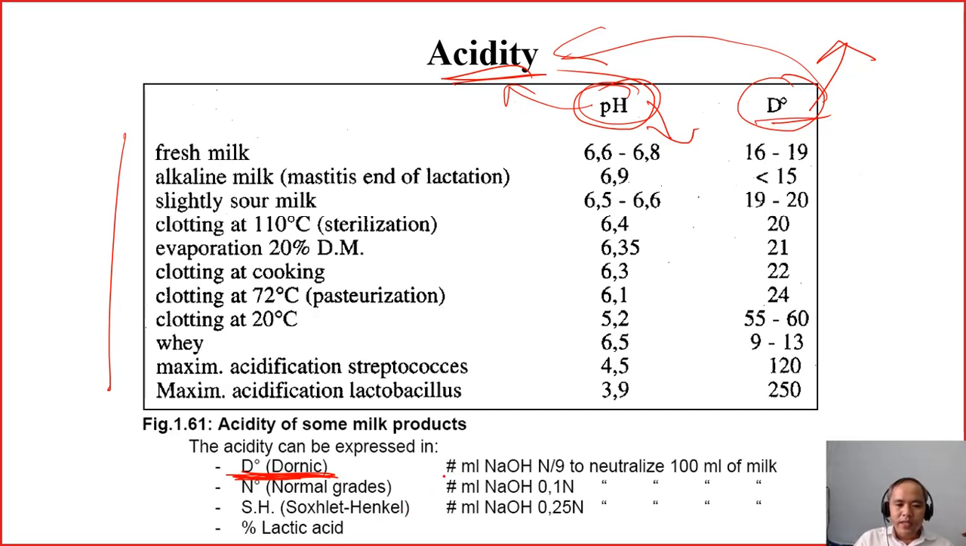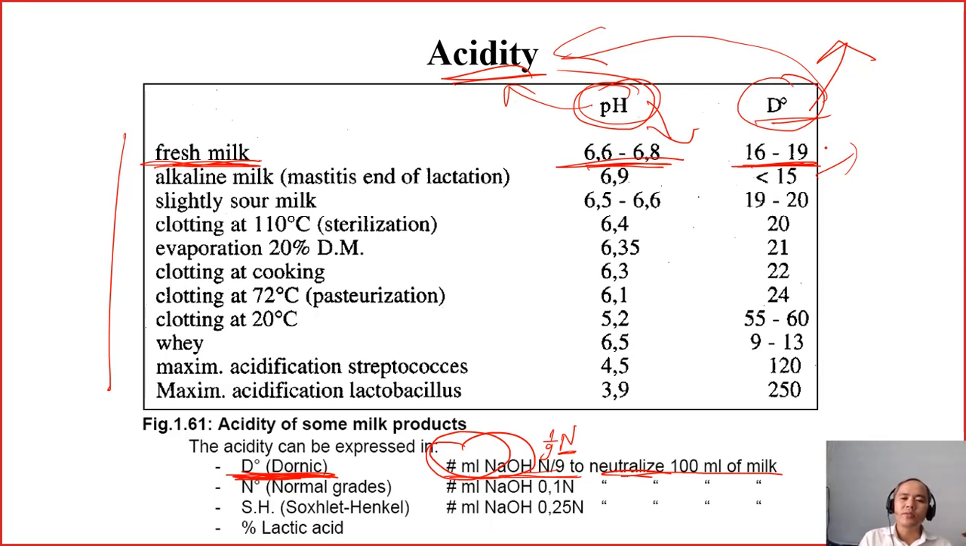Dornic degree is the volume, in milliliters, of sodium hydroxide with a concentration of 1/9 normality to neutralize 10 milliliters of milk. So this is the definition of the Dornic. If the acidity is higher, we need a higher volume of sodium hydroxide to neutralize, so this increases.